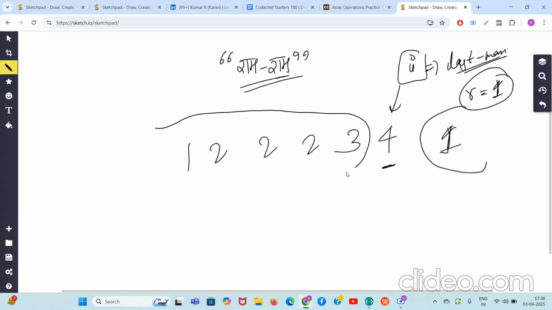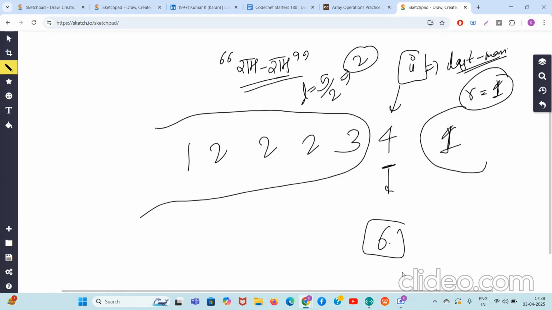How many guys are here? One, 2, 3, 4, 5. 5 guys are there. 5 by 2, so 2 operations can be done. Means 4 plus 2, 6 will be the answer. Why only 2 operations can be done? See, in the first operation, this will happen. These 2 elements will get killed and our 4 will become 5.